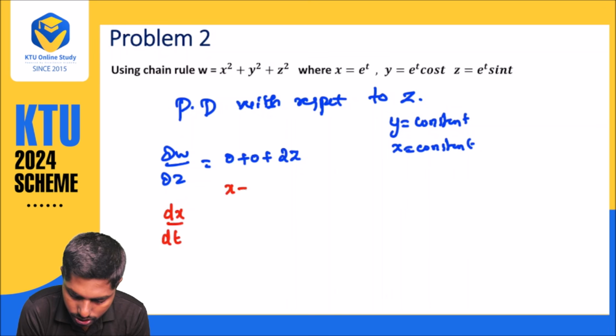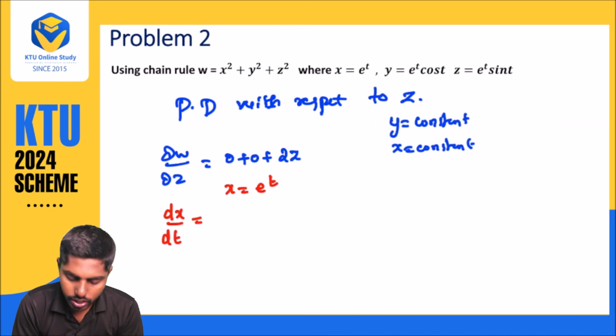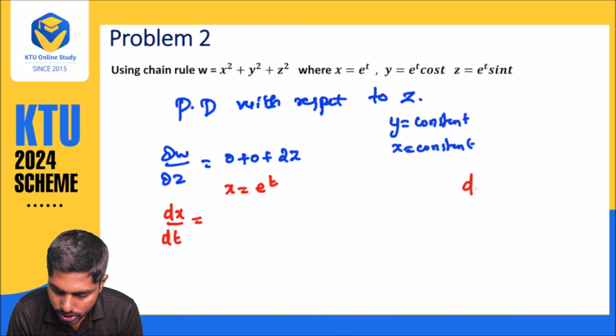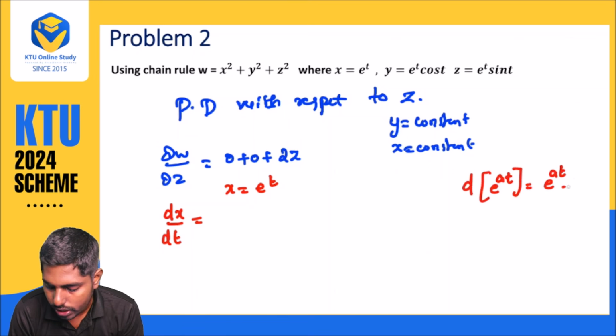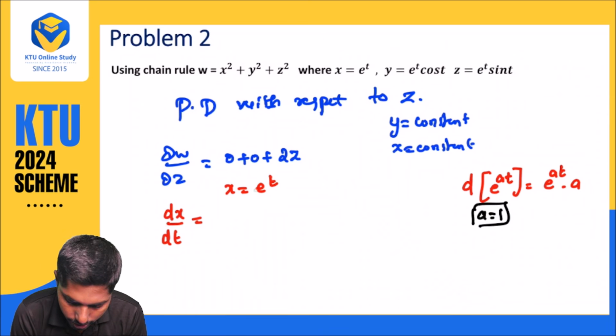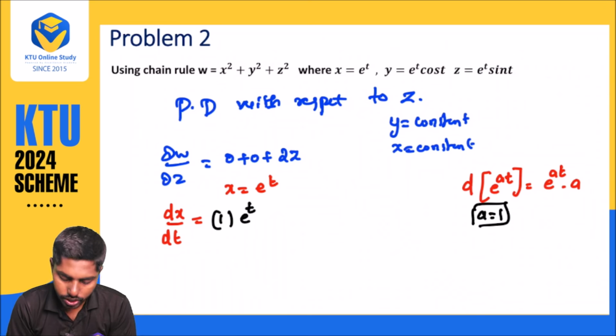What is x? x = e^t. What is the differentiation of e^(at)? That is nothing but e^(at) times a. What is a here? a = 1. So we will be getting 1 times e^t.